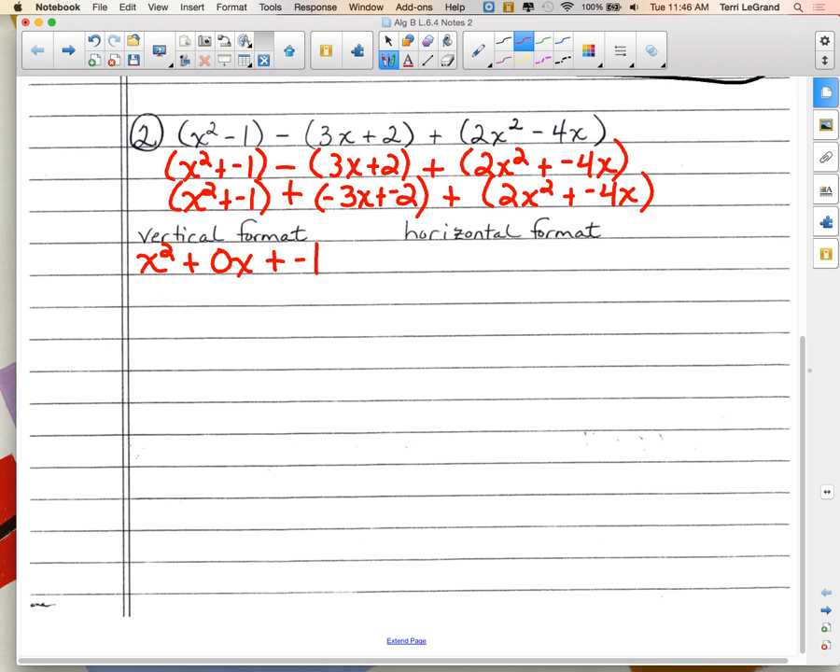Okay, how about our second polynomial? Any placeholders needed there? Yes. Zero. It's missing the x squareds, isn't it? So we would say 0x squared, or just 0 if you want, plus -3x plus -2. In other words, we have to have columns of like terms in vertical format, don't we? How about the last one? Any placeholders needed? Yes. The last term, right? We're missing the constant term. So we'll put our 2x squared in the x squared column, our -4x in the x column, and 0 in our constant column. And now we're ready to add.